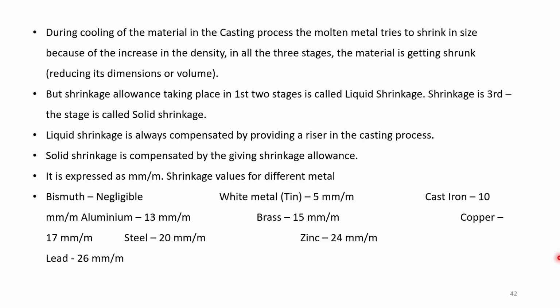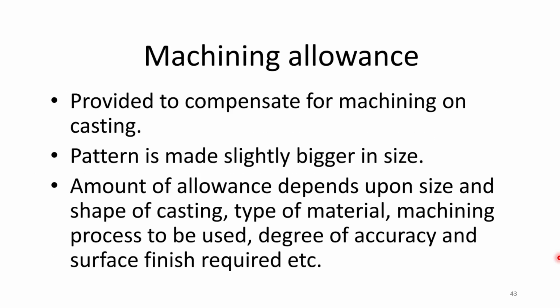Next you have machining allowance. It is provided to compensate for machining on casting. Always when you cast some material, it won't necessarily have a good surface finish. For example, in case of sand casting, you have very poor surface finish compared to die casting and other castings. That's why you need to give some machining allowance in case of sand casting.